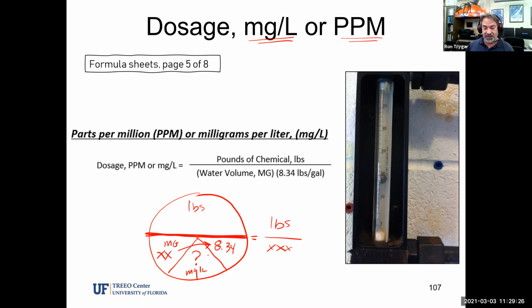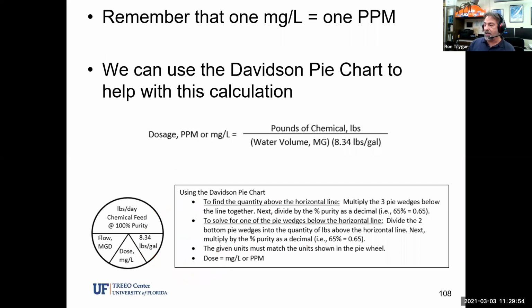So let's work a few of these out, and I'll show you how this works. It's pretty straightforward. The values are shown here. The water volume as million gallons is multiplied by 8.34 and then into the pounds of chemical. That's how I show it. Like I said, there are multiple ways you can come up with the same answer. You don't have to do it exactly as I'm showing, but I'm going to guide you in the direction that I think works pretty well for us. So the Davidson pie chart helps us with the calculation, and we're trying to figure out the parts per million or milligrams per liter.